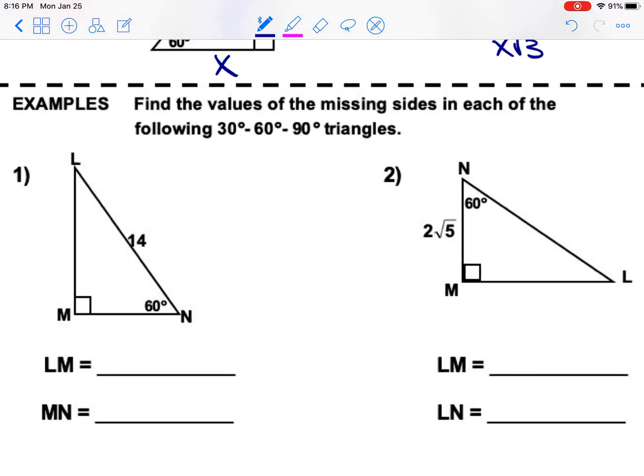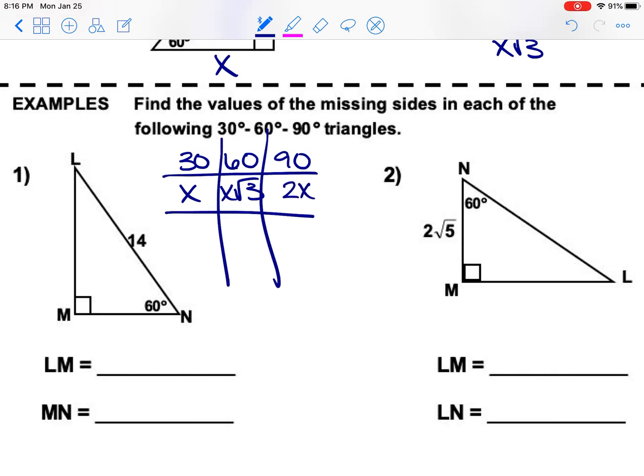So let's look at the first one. Let's go ahead and set up our tic-tac-toe. 30 with the x, 60 with x square root of 3, and 90 with the 2x. Looking at our problem, we know that 14 is across from the 90, so that's where that goes. That was given. So we know that 2x equals 14. You can set it up like this if you need to. Divide by 2, x equals 7.